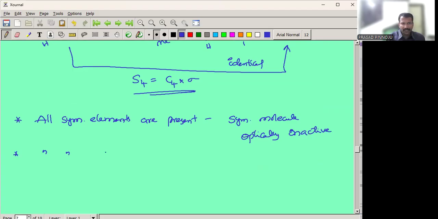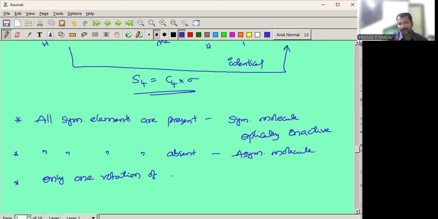If all symmetry elements are absent, the molecule is an asymmetric molecule, active. Okay, asymmetric molecule. A molecule which possesses only one rotation of symmetry, that is the proper axis of symmetry, is called a dissymmetric molecule.